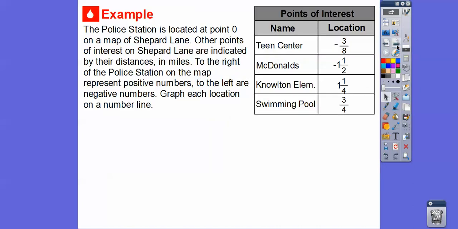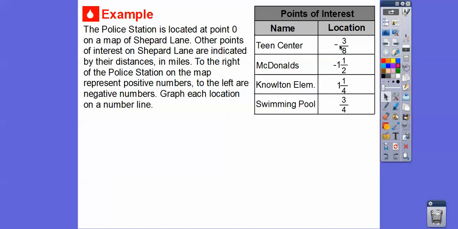So the police station is located at point 0 on a map of Shepherd Lane. Other points of interest on Shepherd Lane are indicated by their distance in miles. To the right of the police station on a map is represented by positive numbers, like a number line. So here's 0, so the police station will be right here, and to the right is positive, and to the left of the police station will be negative right there. Okay, so let's graph these guys on a number line.